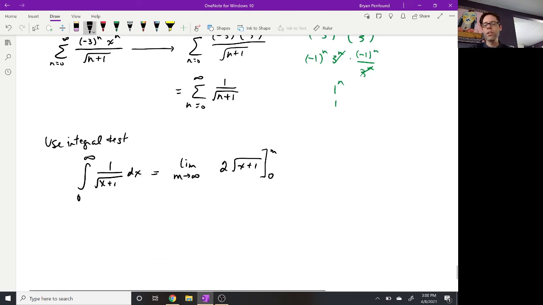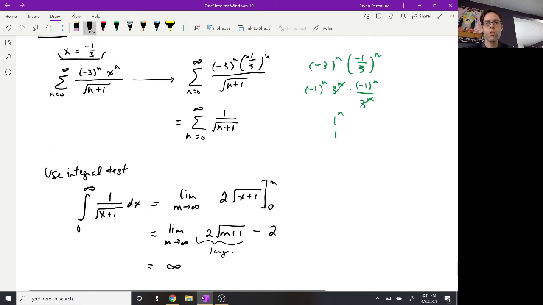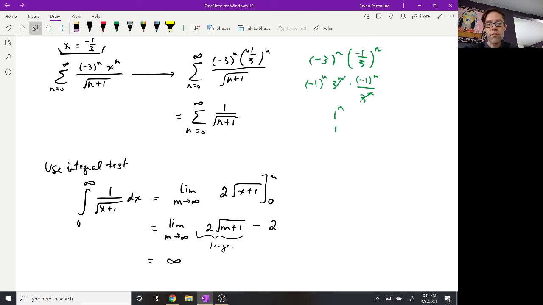Okay, so taking that antiderivative, we're just going to be evaluating that at the endpoints. Remember that the upper endpoint, we just want that upper endpoint to tend towards infinity. We want that upper endpoint to get larger and larger. So we're really thinking about a limit as this upper boundary value gets large. And what do we get when we sub 0? I guess we're going to get 2 times root 1, which is 2. So we can see that this limit is going to tend towards infinity. This bit here does get very large as m gets very large. So with the integral test, we can see that this particular endpoint of -1/3 is going to be divergent.